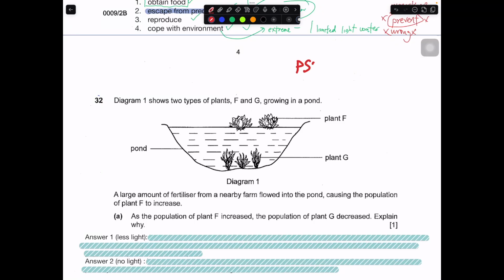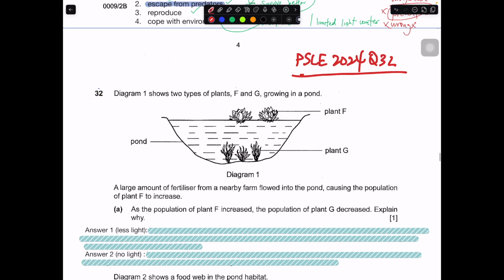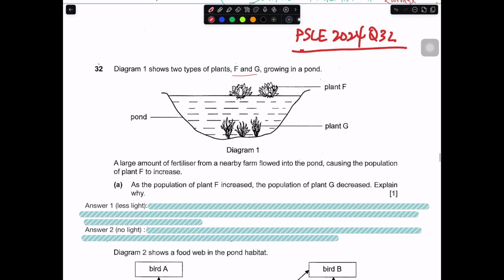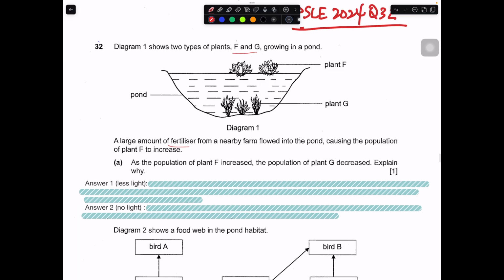So today I'll be going through PSLE 2024 question number 32, okay, on this portion. This over here shows you two types of plants, F and G, growing in a pond. So this is a pond habitat. Suddenly there's a lot of fertilizer from the nearby farm that flows into the pond, causing F to increase. So there's a lot more F now.